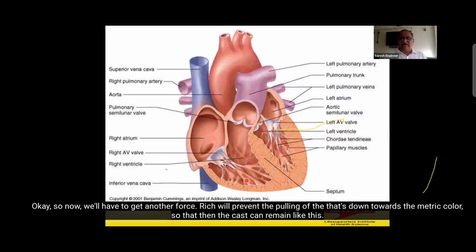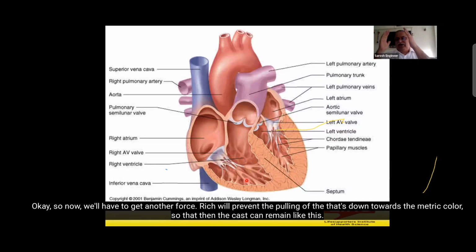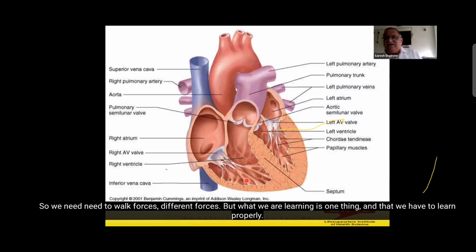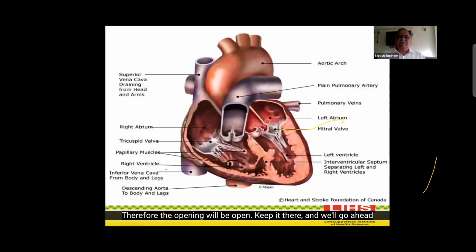So now we'll need another force which will prevent the pulling of the cusps down towards the ventricle, so that the cusps can remain like this. We'll need two more, different forces. But what we are learning is one thing, and we have to learn it properly. If this is the ventricle's muscle, when it contracts, it is going to pull the cusp downwards. Therefore, the opening will be open. Keep it there and we'll go ahead.